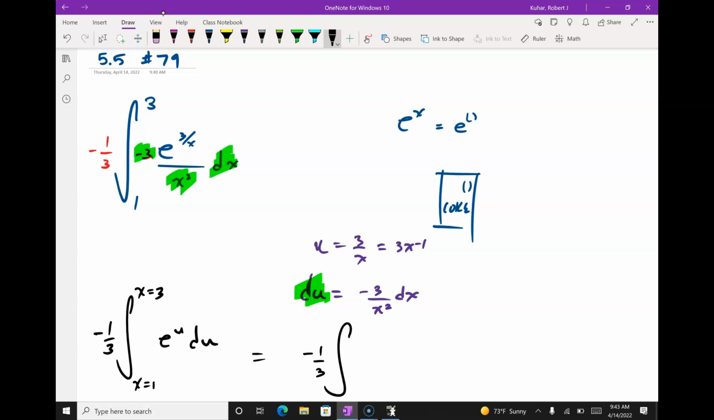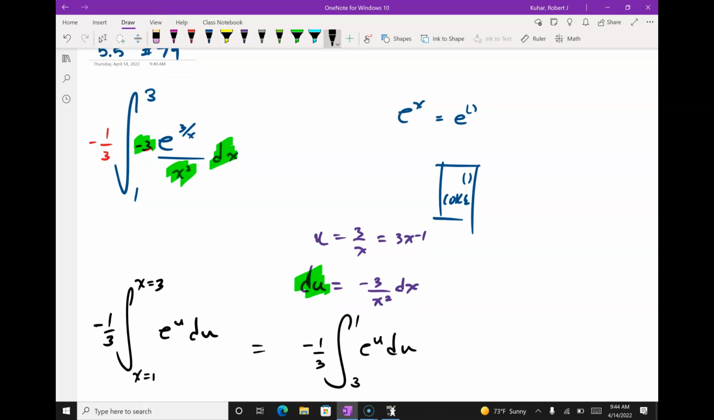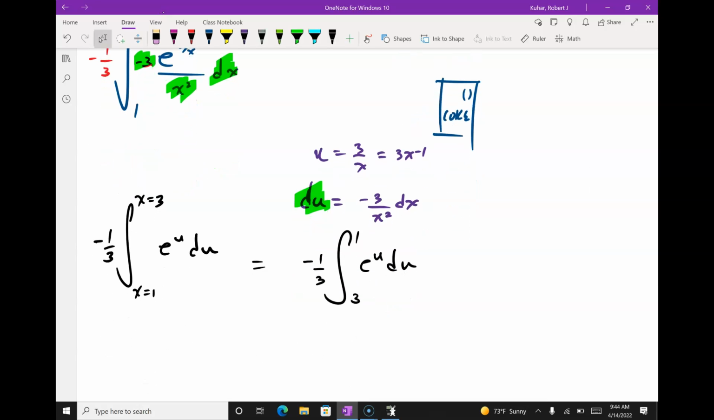Look at u. Sorry about that. When x is 1, what's u? 3. And when x is 3, what's u? 1. Now, to me, it looks a lot easier to do the right one than the left one. But it's your choice, okay?